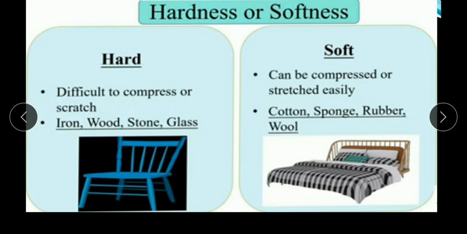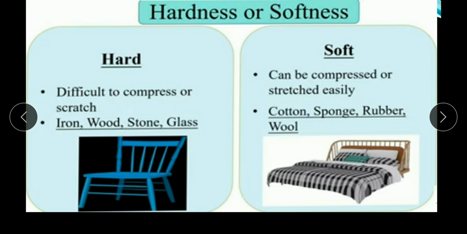Now, second property. Based on the hardness, the materials are classified as hard or soft. What are hard materials? The materials which are difficult to compress or scratch are called hard materials. For example, iron, wood, stone, glass, etc.